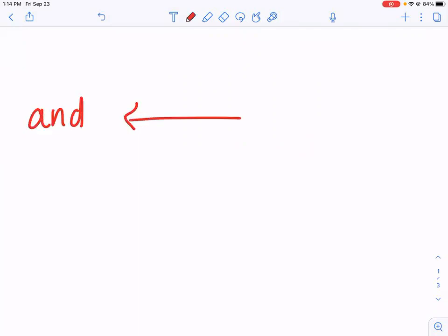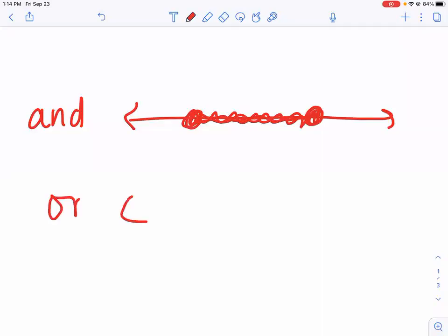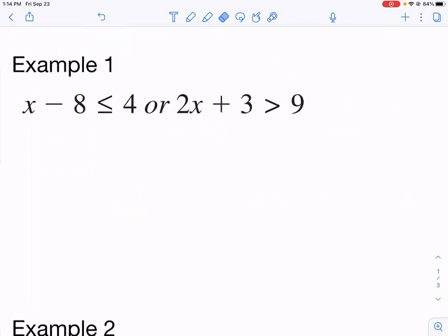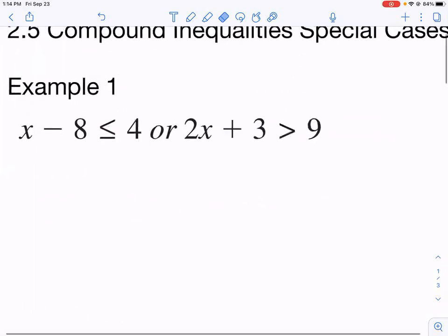So the problems we have seen so far, our and graphs have looked like this, right? And our or graphs have looked like this. Now, those have been our straightforward examples. Let's look at some that maybe aren't as straightforward.